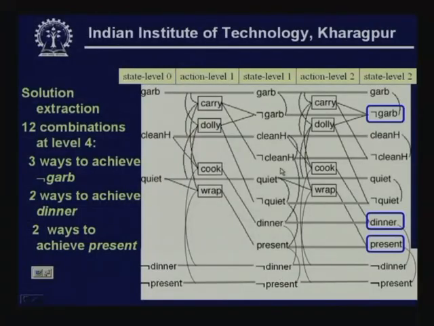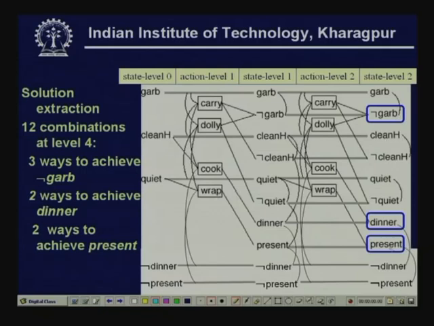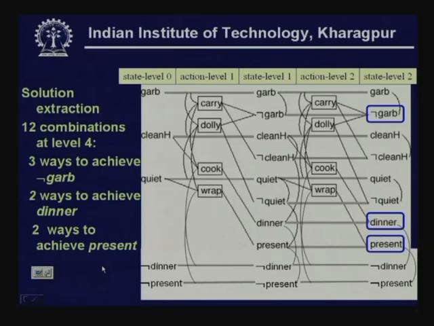So, let us come back to the planning graph that we obtained. In this planning graph at level 2, we find that the goals not garbage, dinner and present are present. So, we try to find the solution. We see that there are 3 ways to achieve not garbage: carry, dolly and the maintenance action for not garbage. For dinner there are 2 ways, the maintenance action and cook. For present there are 2 ways, the maintenance action for present and wrap.